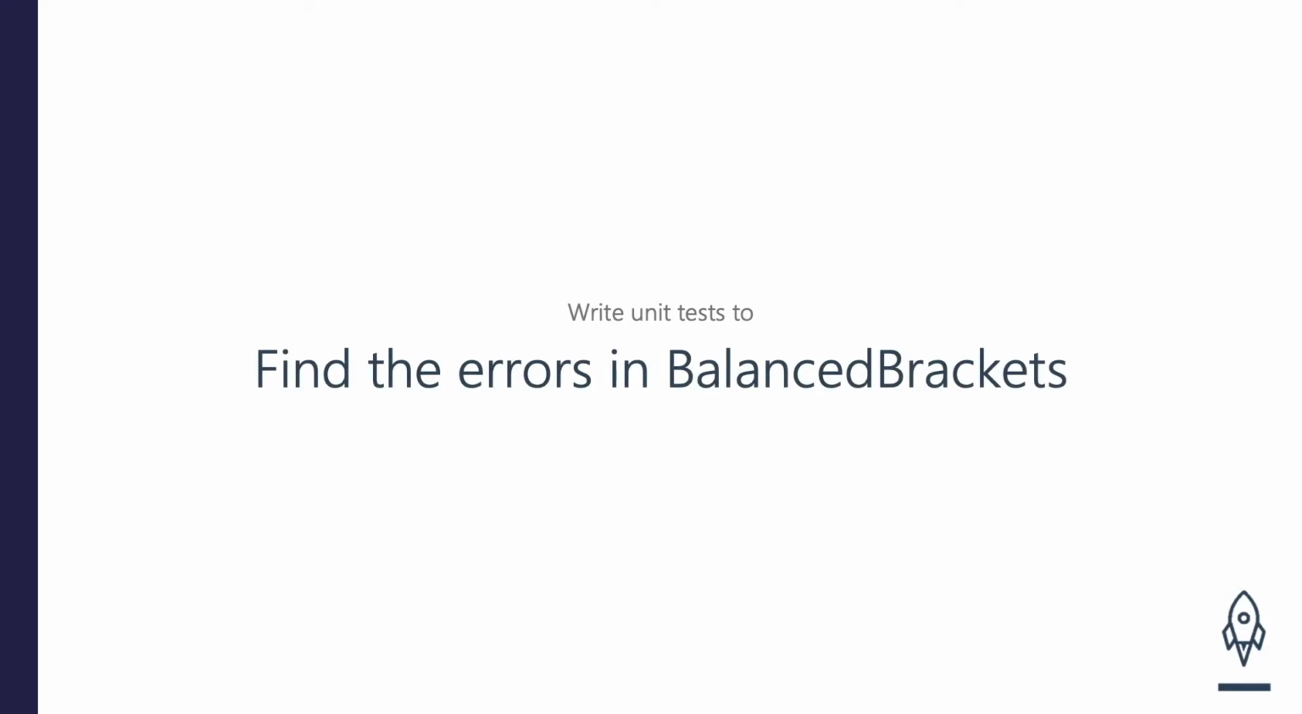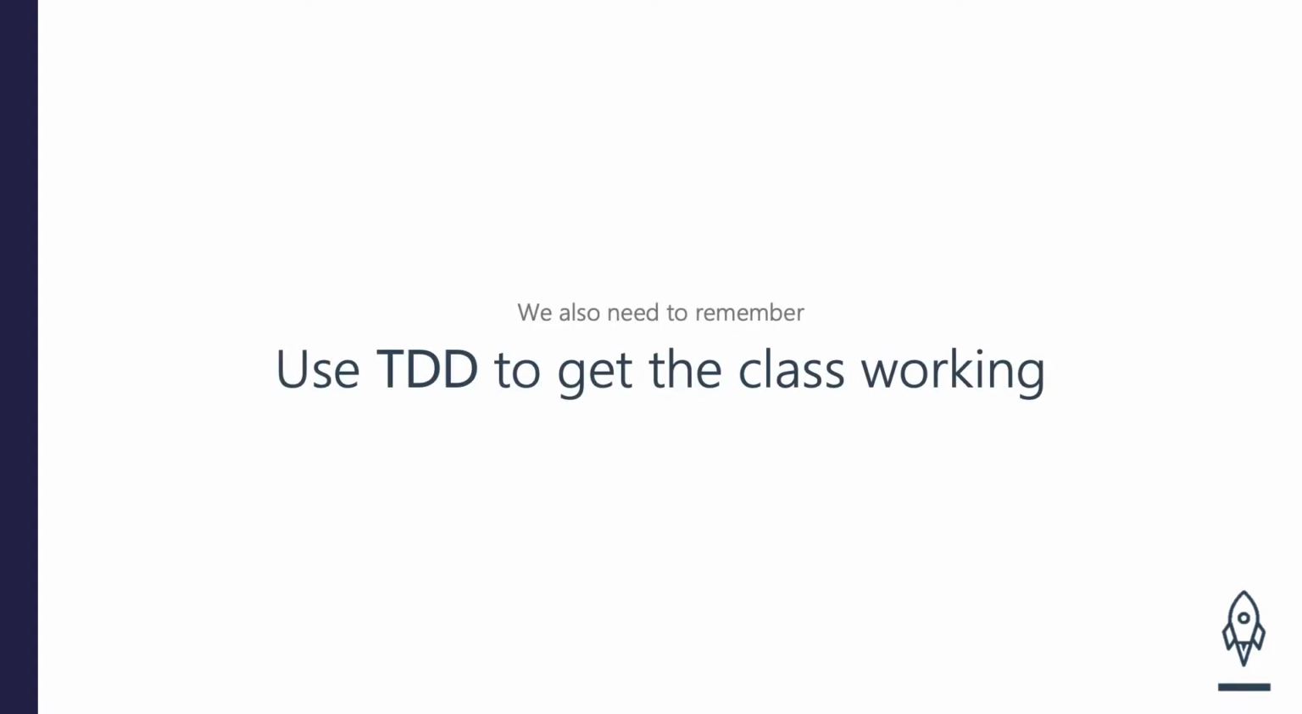In this studio, we're going to be writing unit tests to find the errors inside of the BalancedBrackets class that's already inside of the project that we just forked. We also need to remember that we need to use TDD to get this class working. We should all remember TDD from our last unit, which stands for test-driven development.